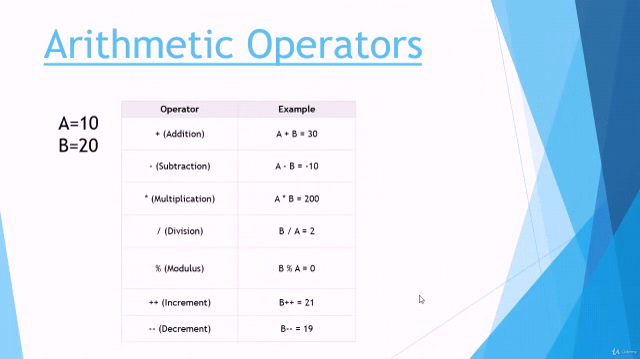So first of all, we have arithmetic operators. For example, we have a variable a which has value 10 and a variable b which has value 20. The first arithmetic operator is addition, and a plus b is equal to 30. Then we have subtraction, multiplication, division. Modulus is the remainder. Increment is when we want to increase the value of a by 1, and decrement is when we want to decrease the value of any variable by 1. So let's discuss all these operators in our NetBeans.